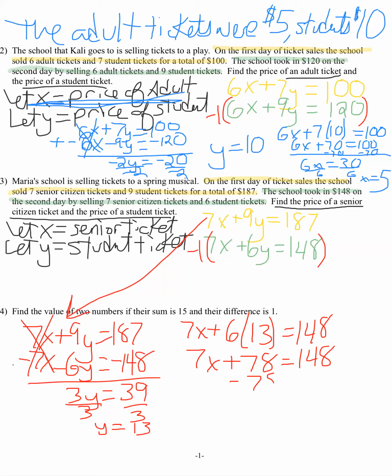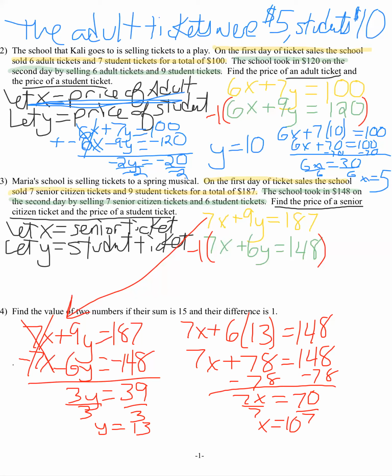Minus 78 from both sides. So I get 7X equals, that's going to be 70. Divide by 7. And I get X is equal to 10. So now I have my 2 values. X, remember, was the senior tickets and Y was the student tickets.